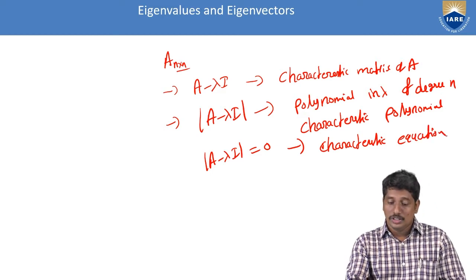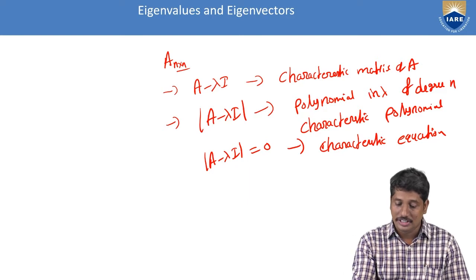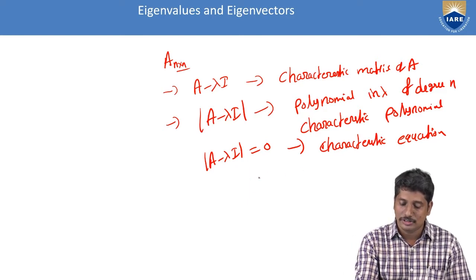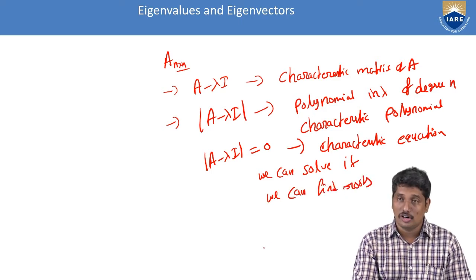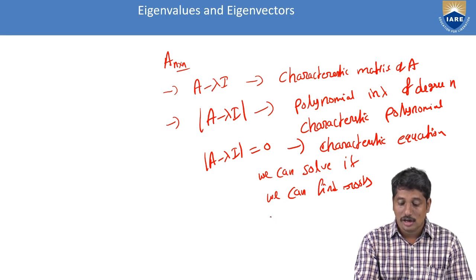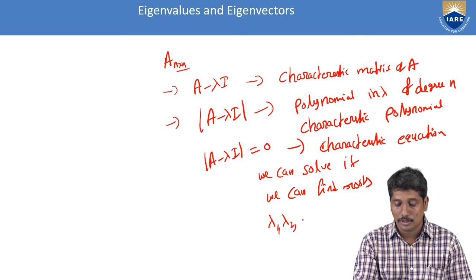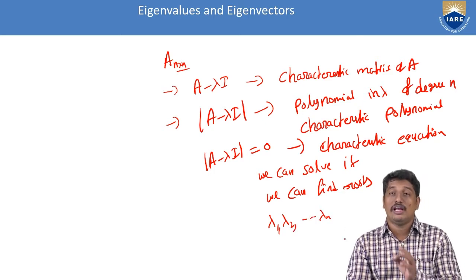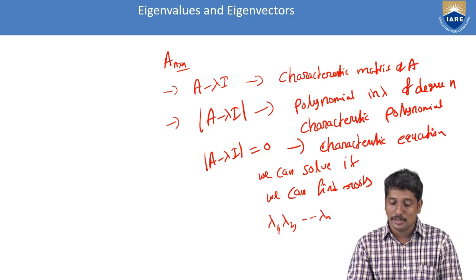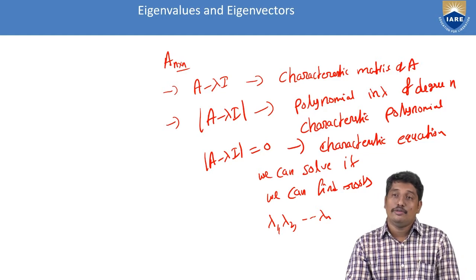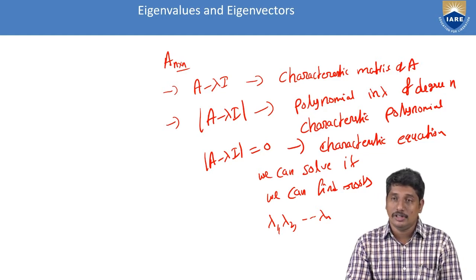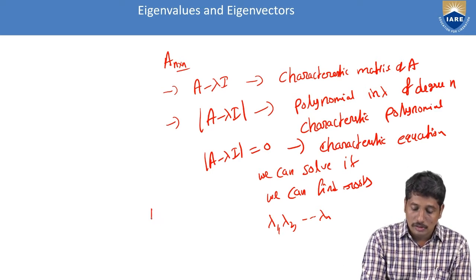Once we get this characteristic equation, we can solve it and find the roots, and the roots are called eigenvalues, denoted by lambda 1, lambda 2, and so on up to lambda n. Because it's an nth degree polynomial, it will definitely have n roots. These are called eigenvalues. This is how we calculate the eigenvalues. Once we get these eigenvalues, we will solve this homogeneous system.